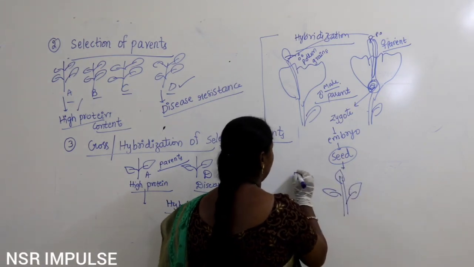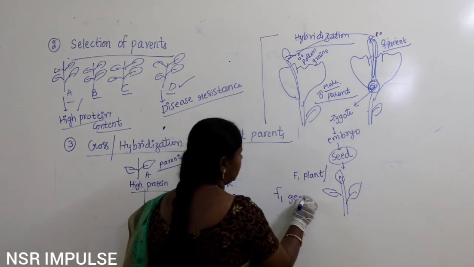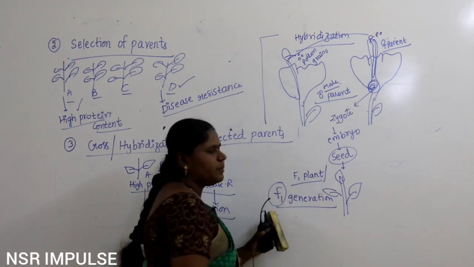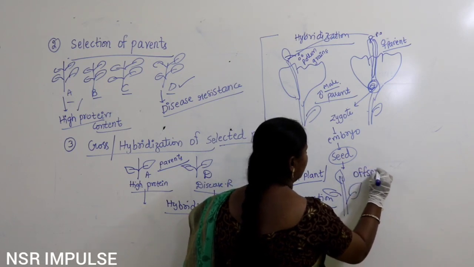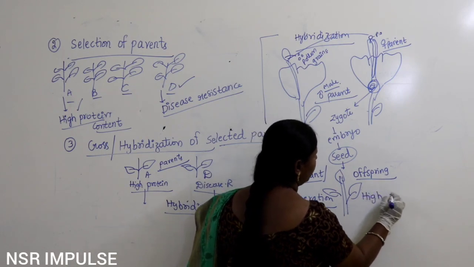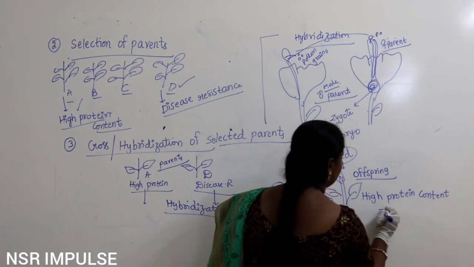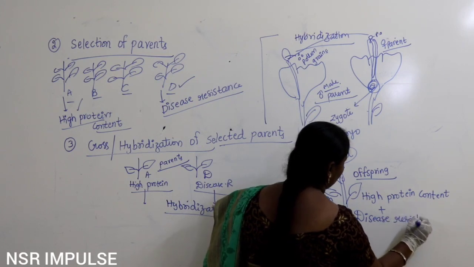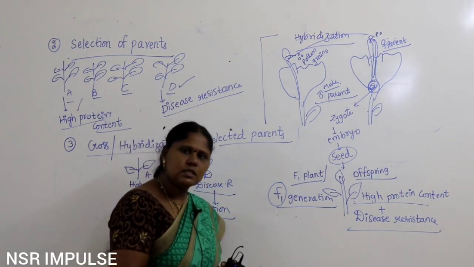So this is an F1 plant, and this generation is called the F1 generation. Now this particular daughter plant, or offspring plant, has a combination of both characters. It shows high protein content as well as disease resistance.